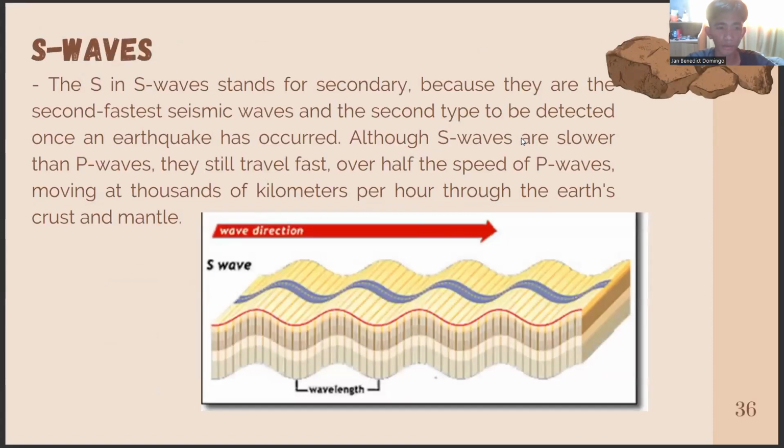The second type of body waves is the S waves. The S in S wave stands for secondary because they are the second fastest seismic waves and the second type to be detected once an earthquake occurred. Although S waves are slower than P waves, they still travel fast, over half the speed of P waves, moving at thousands of kilometers per hour through the Earth's crust and mantle.